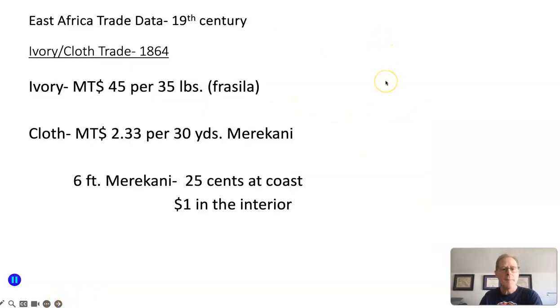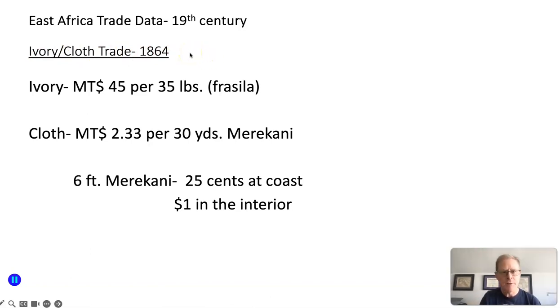Anyway, so major exports from East Africa are going to be ivory, cloves, and of course, slaves, captive labor, generally in exchange for a small number of imported goods. Could be beads, wire, and so on. But the number one item is going to be cloth. And by the middle of the 19th century, you have a very distinct ivory cloth trade going on.